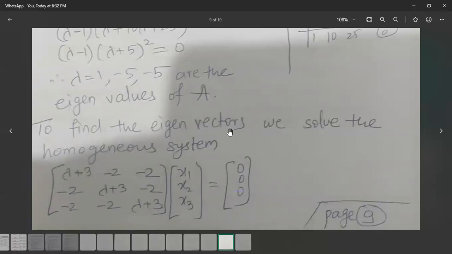Now we need to find the eigenvectors. For that we solve this homogeneous system: lambda I minus A into X is equal to 0. Equal to 0 means homogeneous. Now this is the system with us. We have to put the values of lambda here, solve it by Gaussian or whatever method you know, and whatever you get is the eigenvector corresponding to this value.